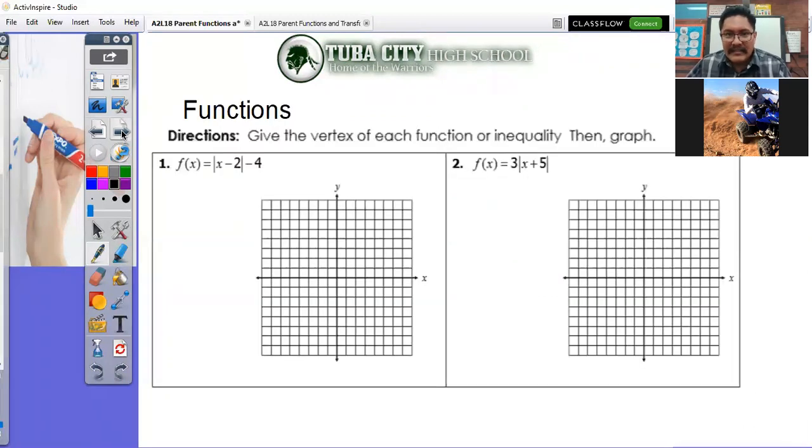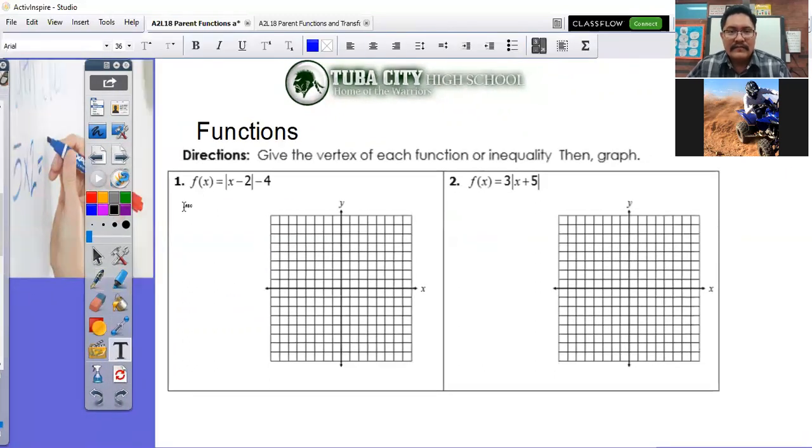So let's practice graphing some vertex forms of these absolute value inequalities. It says the first thing we've got to do is give the vertex. So again, we're going to have an ordered pair. Our first number is the number opposite of the x. So if it's -2, it means it's going to be +2. The y value stays the same, doesn't change.